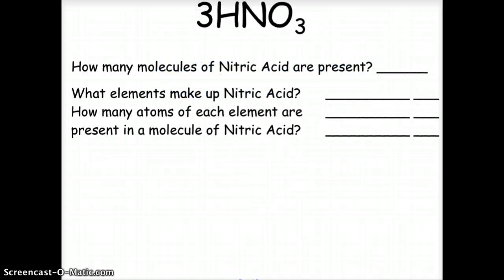So let's look at this one. Here we have 3HNO3, and HNO3 happens to be nitric acid. So go ahead and first figure out how many molecules of nitric acid are present, then list the elements and how many atoms of each element are in a single molecule of nitric acid. We're not talking about the total right now. We're talking about only in one molecule. So go ahead and do that now.